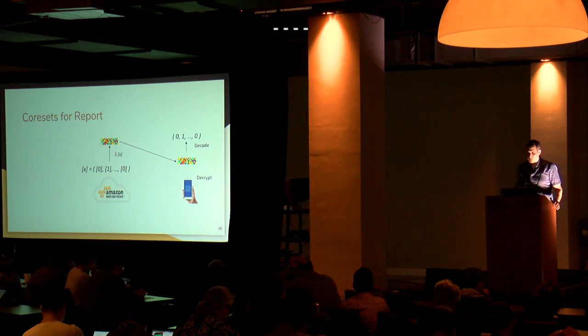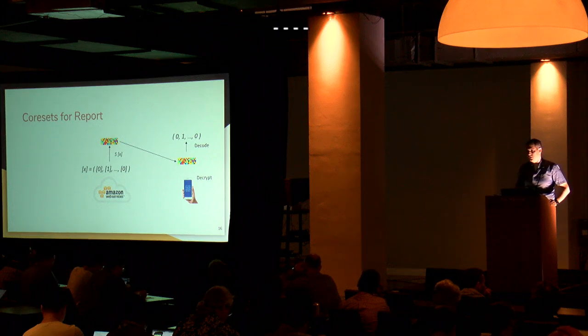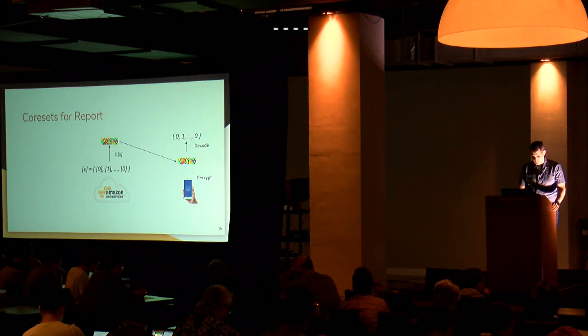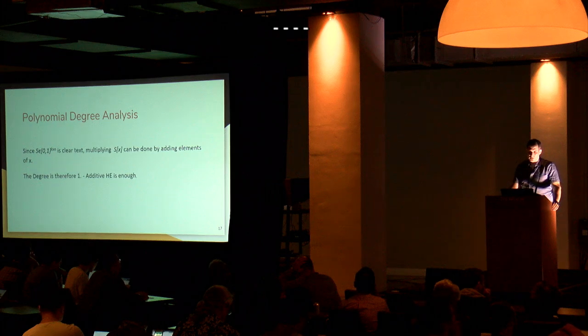So just to wrap it up, what our approach is: we have the X vector, which is the result of applying the isMatch functionality. We're going to multiply it by a sketch matrix S. We're going to get a coreset, an encrypted coreset, and send it to the user. The user is going to decrypt and decode and thus know the indices of the restaurants that are near him or her. So what is the degree analysis?